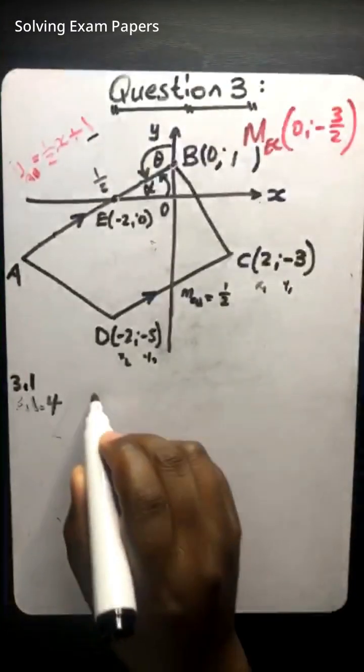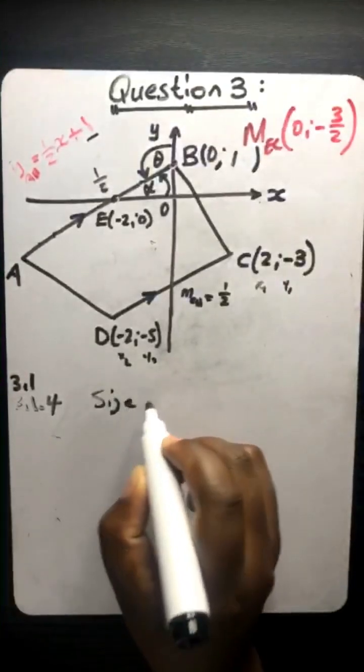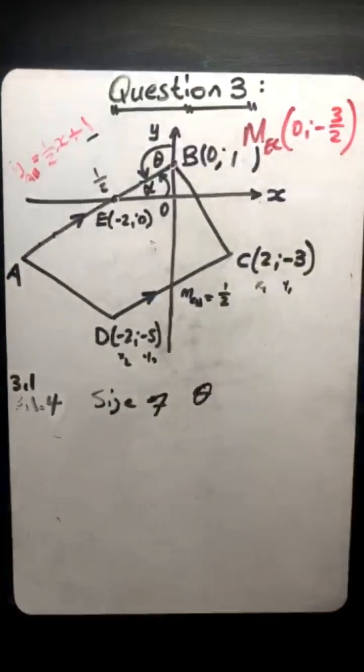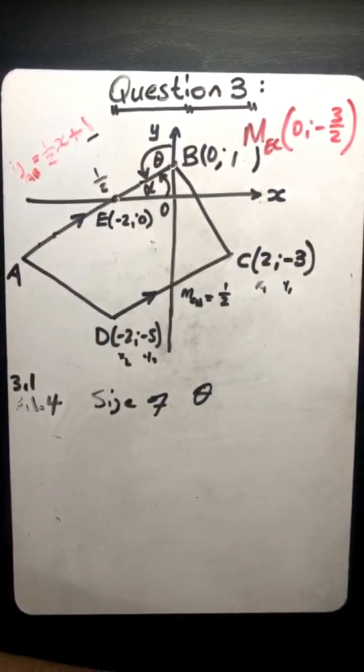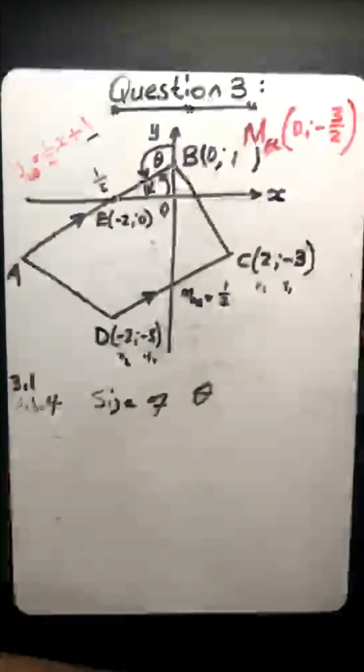They say determine the size of theta. Yes, determine the size of angle theta. How many marks? 3 marks. Yes. Anyone who would like to suggest how we are then going to calculate that one?